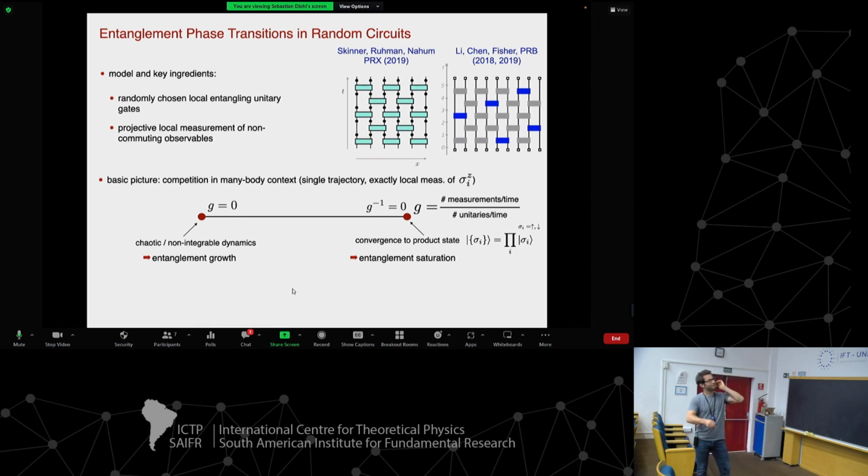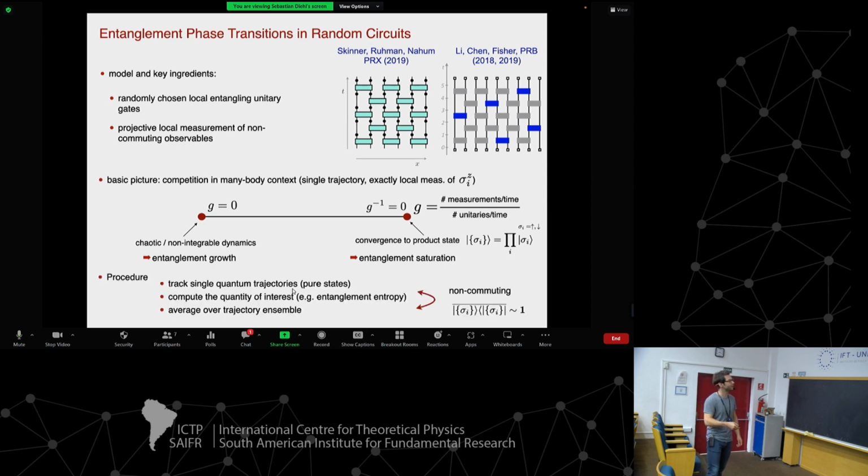So we now measure locally the sigma z. And if we do this on every site, and there's no competition from entangling gates, then clearly you end up in a product state, where the sigma i's are either up or down, because that's the random outcome of measurements, which gives you one of these configurations. There's one thing for sure: there's no entanglement in this state. It's just a plain product state.